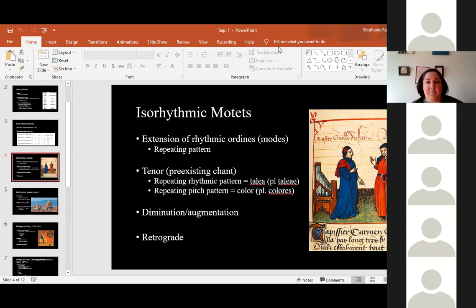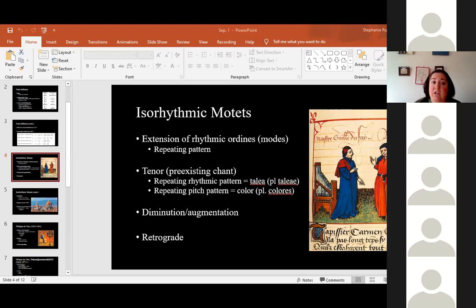Okay, now here's the tricky part. The talia and the color do not usually, sometimes they can, but they do not usually match up. So my rhythmic pattern lasts a different length of time than my pitch pattern. So they overlap. That's kind of hard for us to conceive because we just generally don't think that way, but they were much more concerned with numbers than we are. So the talia and the color do not have to last the same length of time, and in fact, they usually don't.